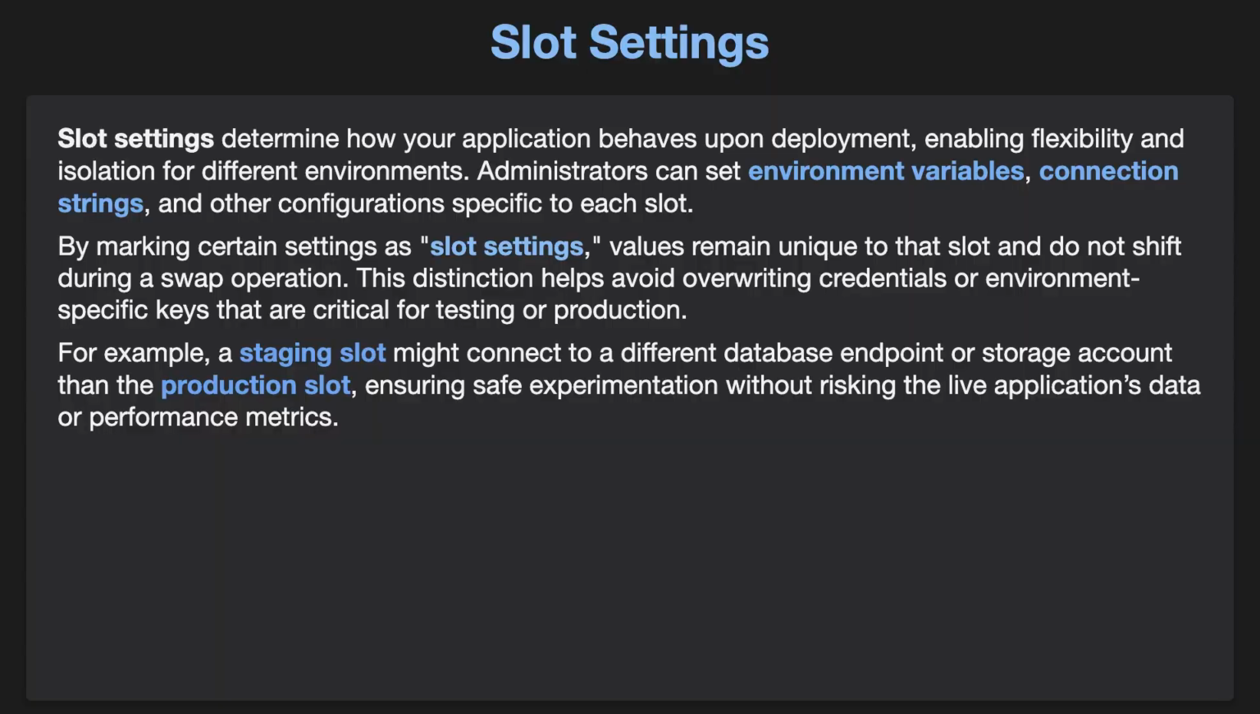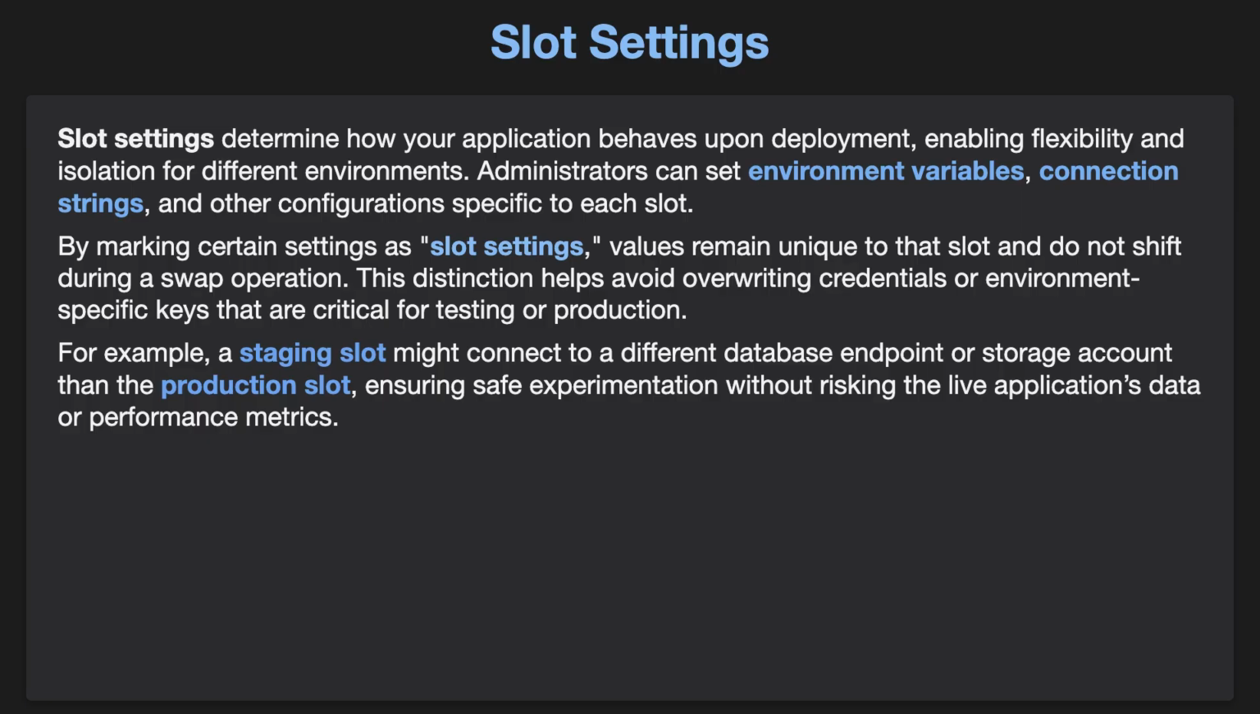Slot settings determine how your application behaves upon deployment, enabling flexibility and isolation for different environments. Administrators can set environment variables, connection strings, and other configurations specific to each slot. By marking certain settings as slot settings, values remain unique to that slot and do not shift during a swap operation. This distinction helps avoid overriding credentials or environment-specific keys that are critical for testing or production.